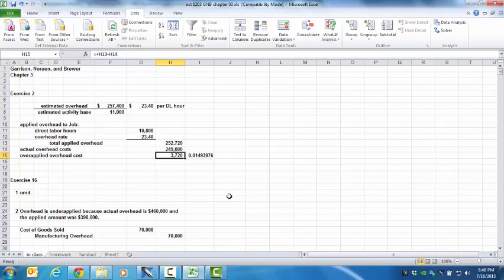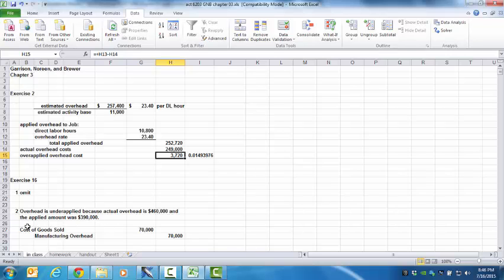Exercise 16 gives us some T accounts, and we're not going to do all of it here. The problem actually wanted some more work than what is necessary for us. But basically it says in part 2, assume that the company closes any balance in the overhead to cost of goods sold. Make a journal entry. Alright, so if I look at the overhead account, the inputs are 460 and the output was 390, so I know I'm underapplied by 70,000, the difference.